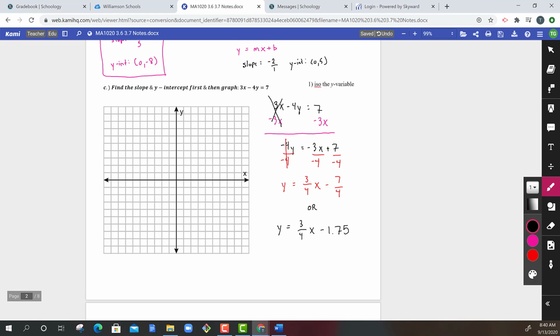And now write our slope. So our slope in this problem is positive 3 over 4. And our y-intercept is 0, negative 1.75. And remember, it's also the start point. So we're going to graph the start point first. So 0, negative 1.75 would be somewhere roughly in between negative 1 and negative 2 on the y-axis.